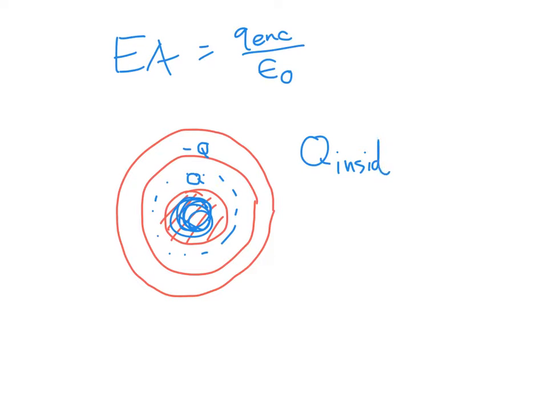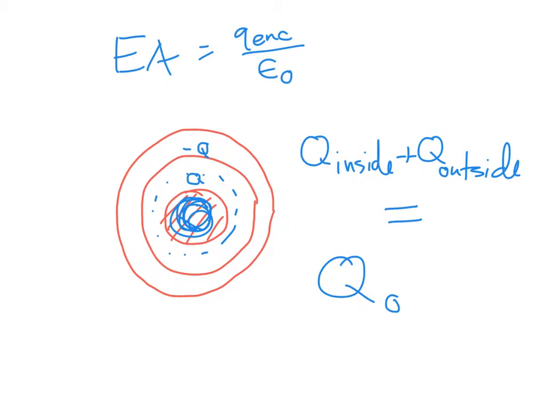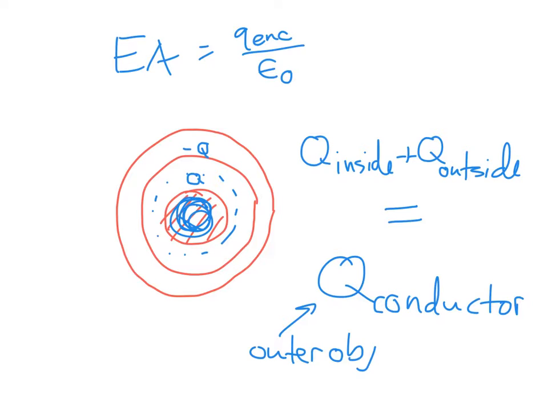So Q inside plus Q outside is going to equal the charge on the conductor, which, the way I'm doing this, is always going to be the outer object. Now, we're going to have to apply these in specific circumstances, but these are a couple of rules that we can generalize.